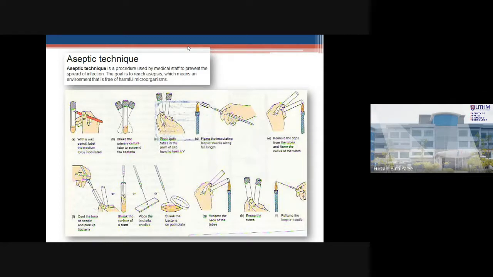Aseptic technique is a technique or procedure used by the people who want to do that procedure, to prevent the spread of infection of the bacteria. So in this case, it's the bacteria. We don't want to contaminate the area that we work with, and we don't want to contaminate the sample that we are working with. This diagram, or this figure, shows what we should do to achieve that aseptic technique.